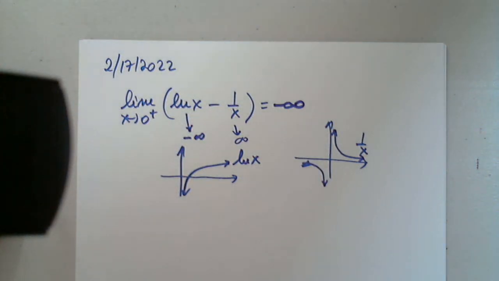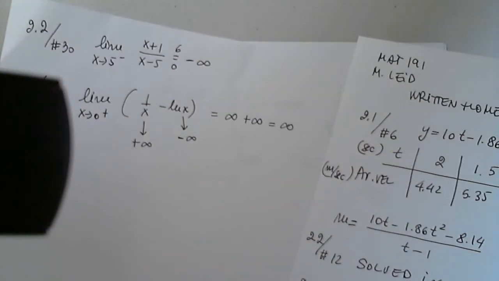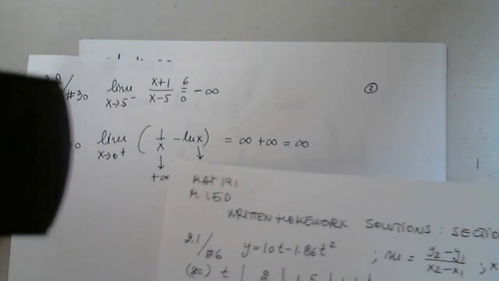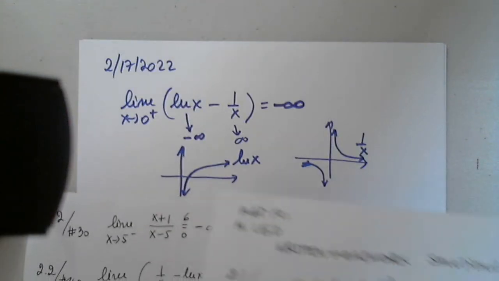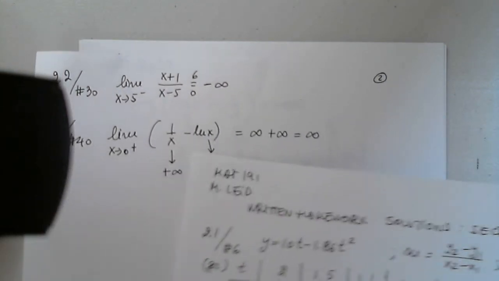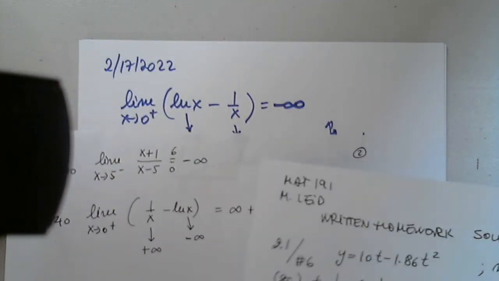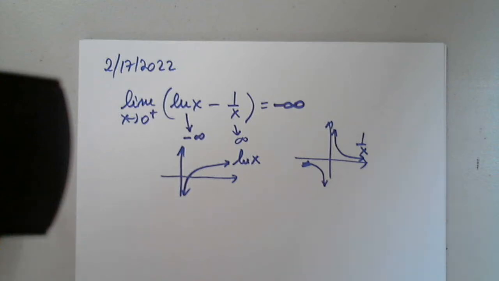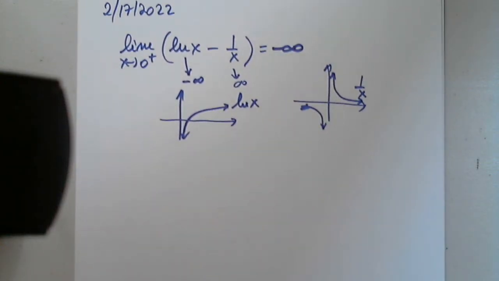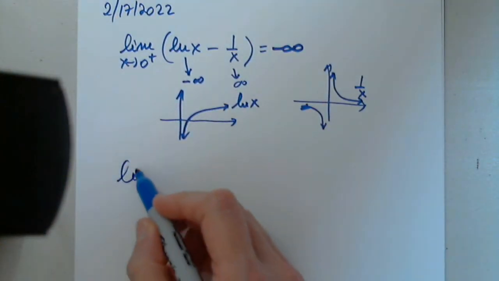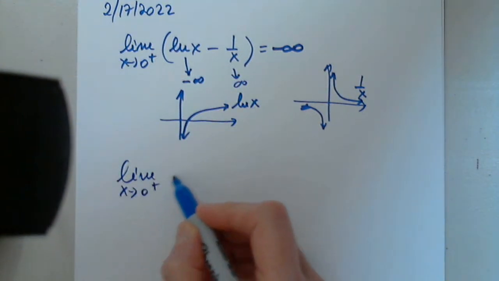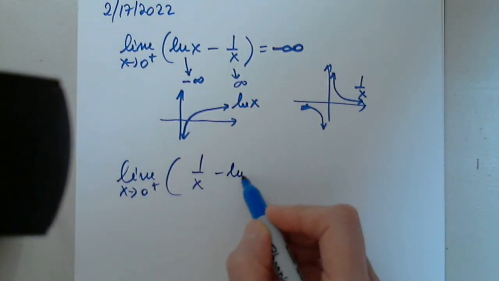Did I make an error in my solutions? If I did, I apologize. Oh, it was different. See, it was not that. This is not the correct function. It was 1 over x minus natural log x. Okay, so let's do it again. So it's the limit as x approaches 0 from the right of 1 over x minus natural log x.